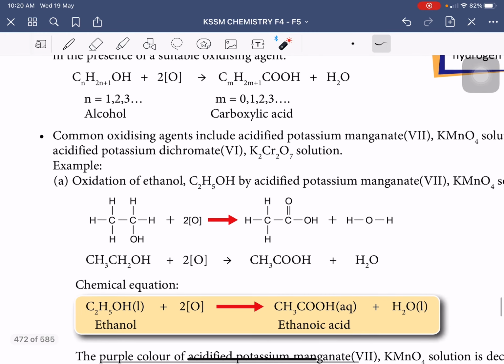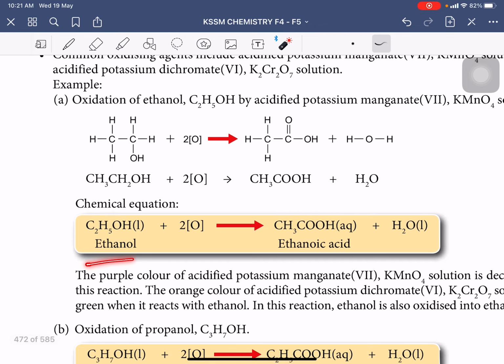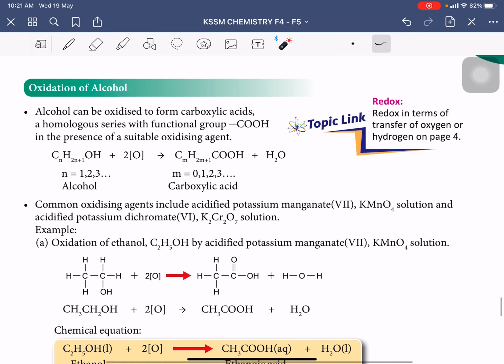When you use ethanol and you oxidize the ethanol, you can have ethanoic acid. Same goes if you use butanol, you will have butanoic acid. And if you use methanol, methanol is not involved. And if you use pentanol, you can have pentanoic acid. It's corresponding. Okay, so alcohol can be oxidized to form a carboxylic acid, a homologous series with the functional group COOH. This one is for carboxylic acid. We will learn in the next topic.